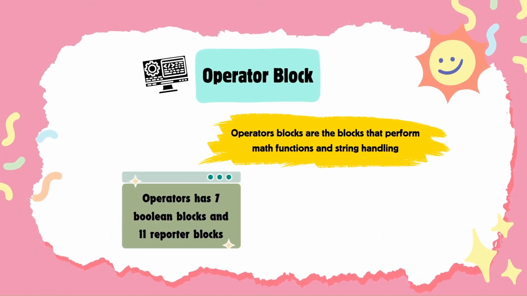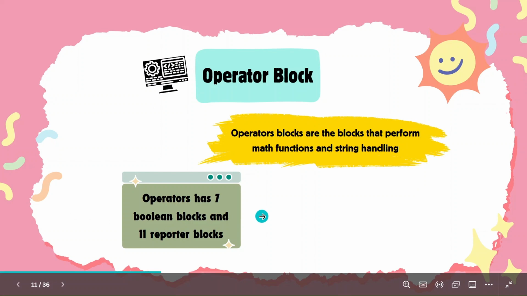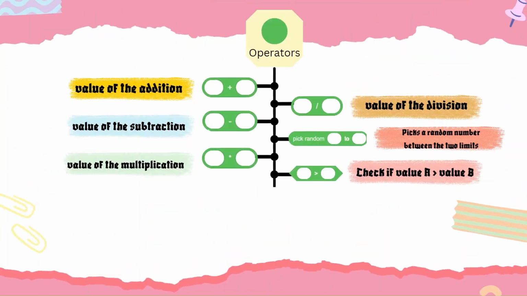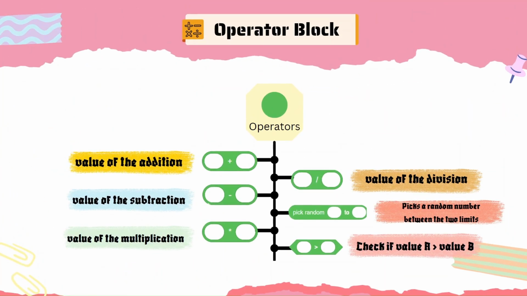Now moving on to the other kind of blocks, which are our operator blocks. Basically, operator blocks are the blocks which perform mathematical functions, and these are quite simple. You would be doing addition, subtraction, right? So these different operations are performed using these blocks. There are basically 7 boolean blocks and 11 reporter blocks. This is just for information. You can remember it, or there is no need to remember it as well. But once you have an idea, you can easily recognize them.